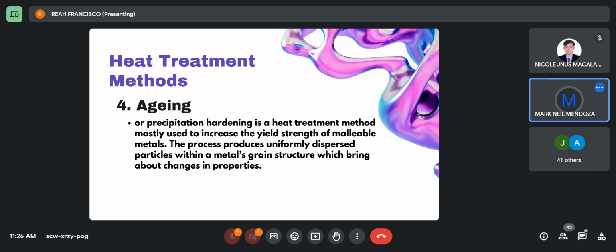Next step is the quenching. The alloy is then rapidly cooled. This prevents the solute atoms from precipitating out of the solid solution and traps them in a saturated state. And lastly, the aging. The alloy is then held at a lower temperature for a specific period of time. This allows the solute atoms to diffuse and form fine precipitates within the grain structure of the alloy. Aging is commonly used to strengthen aluminum, magnesium, nickel, and titanium alloys. Next slide.